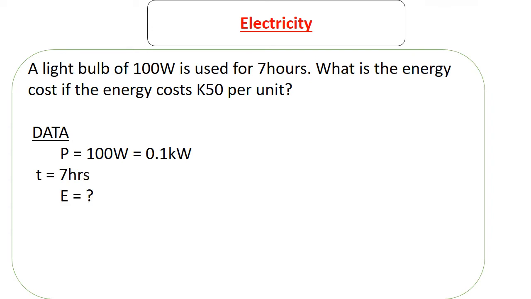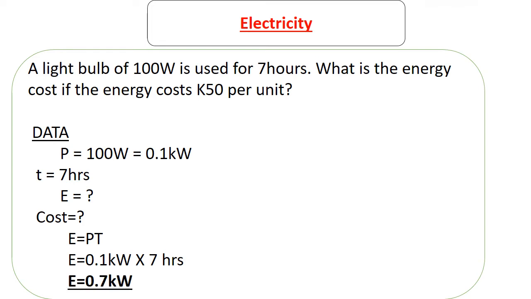Energy we don't have, we have to calculate. Cost we don't have. Energy is equal to power times time. So we'll get the power and the 7 hours, and we multiply them. So 0.1 kilowatt times 7 hours is going to be 0.7 kilowatt hours. I forgot to put the H. You have to put the H there. Kilowatt hour, kWh.